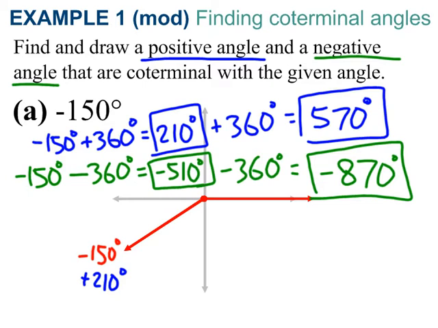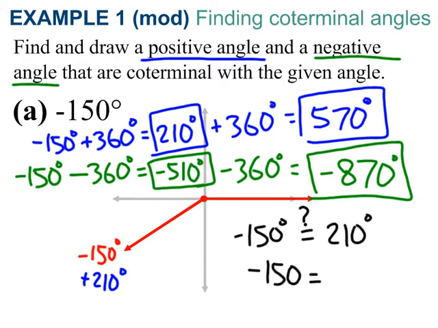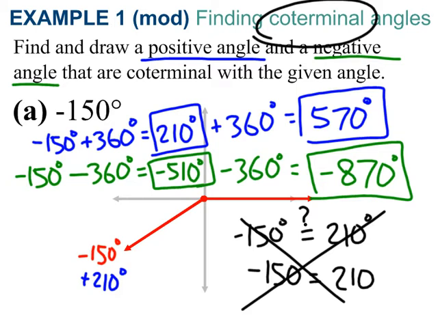One last point before I move on here is that we would not say these are equal. I find students trying to say, oh, so Mr. White, negative 150 degrees is equal to 210 degrees? And the answer is no. In the same way that just the number negative 150 is not equal to the number 110, we would not say they are equal. That's why we have this word coterminal. All these angles are coterminal with the original negative 150 degrees. Okay, hope that's clear.